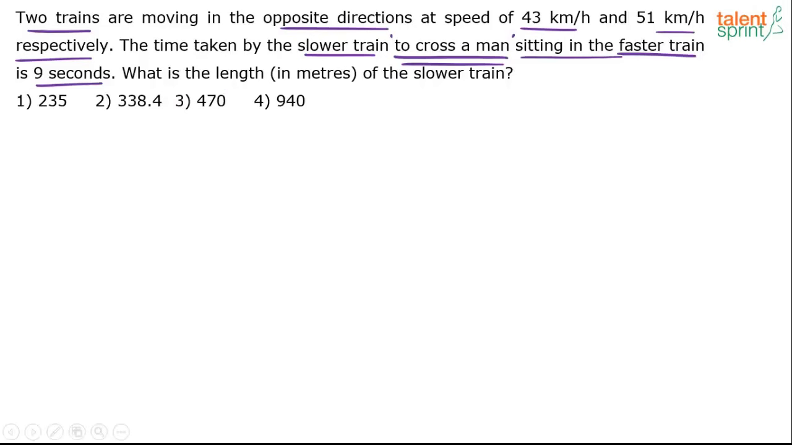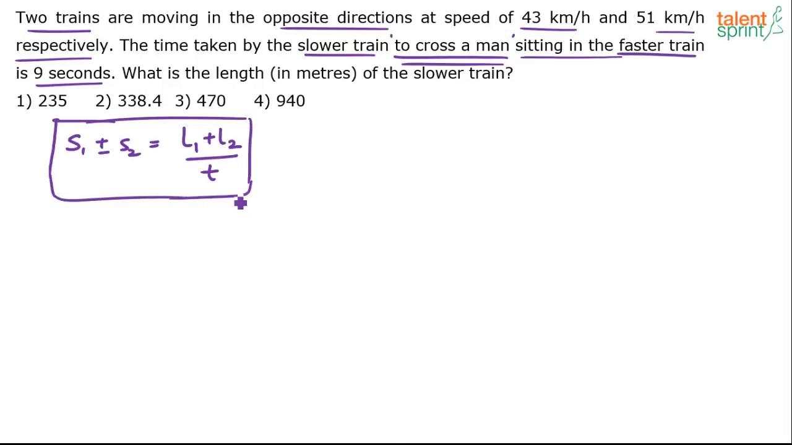Now this involves the concept of relative speed, right? When two bodies are moving together, we should use the concept of relative speed. What does it say? S1 plus or minus S2 equals L1 plus L2 divided by time, where S1 and S2 are the speeds of the two bodies, L1 and L2 are the lengths of the two bodies, and T is the time taken. We will use plus if the bodies are moving in opposite directions, minus if the bodies are moving in the same direction. Point to be noted here is, in our case, S1 is the slower train.